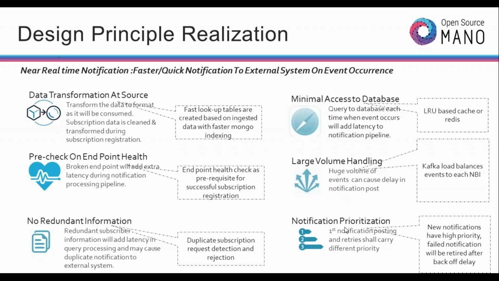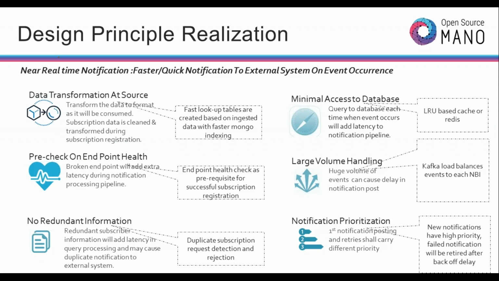And notification prioritization is something like, say if I notify the endpoint, and if the endpoint fails or the receiver doesn't acknowledge with the proper status codes, then we drop the notification and we shall retry it after a certain period of time. So this is how we achieve notification prioritization.